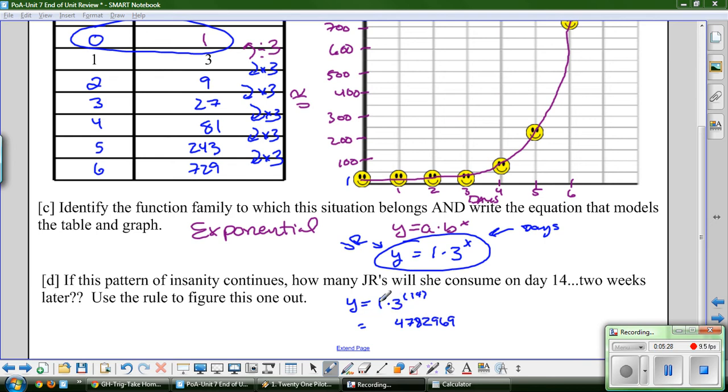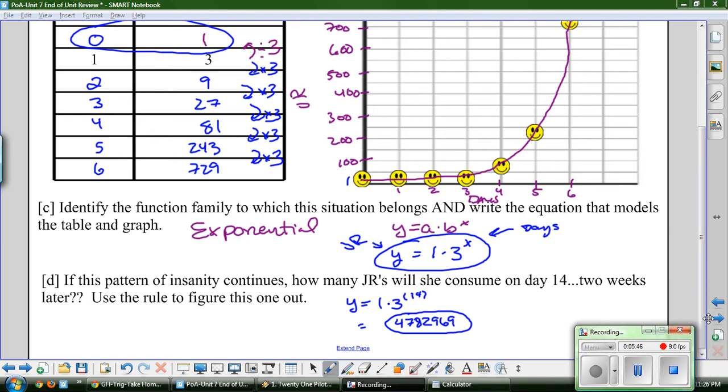So on the 14th day, she will consume 4,782,969 Jolly Ranchers and then slip into a sweet, sweet sugar coma, because, I mean, it's going to be sweet because of the Jolly Ranchers, bad because of so much sugar. You shouldn't eat that much sugar, kids.